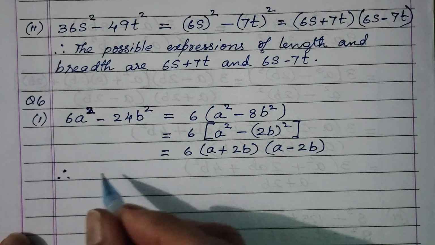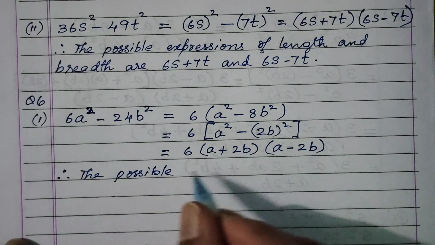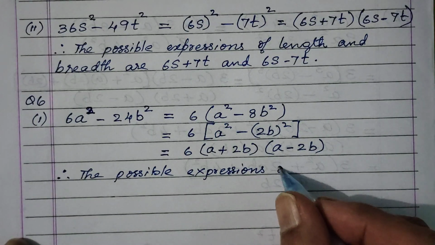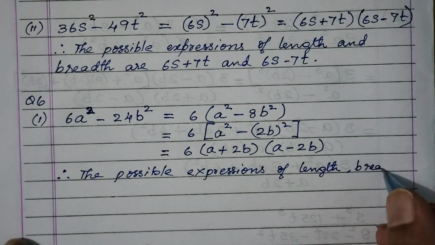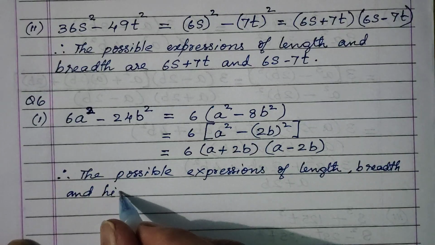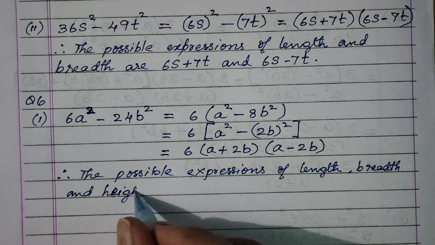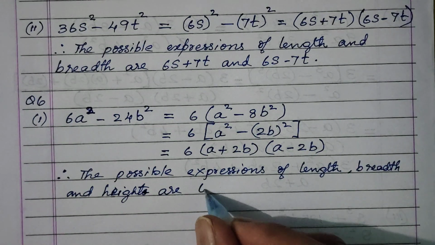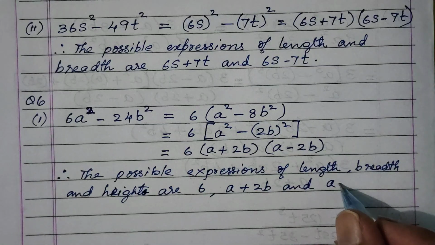Therefore, the possible expressions of length, breadth and height are 6, a plus 2b and a minus 2b.